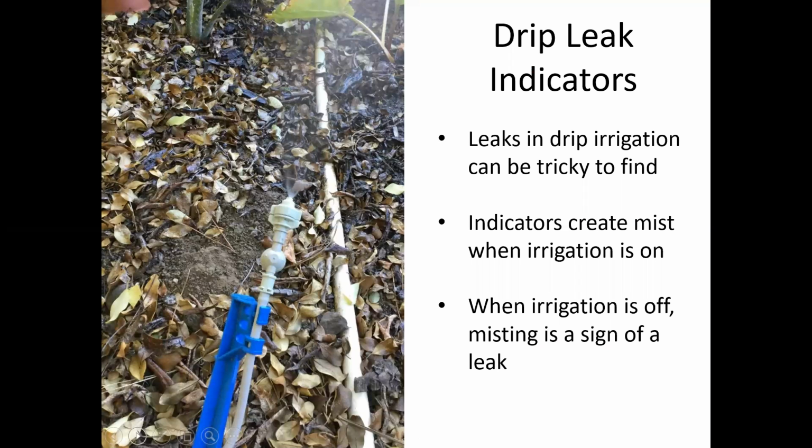One thing about drip that's different than spray is it can be really hard to find leaks, but there are drip leak indicators which pop up or mist when water is going through your drip line. So if you're seeing these little drip leak indicators misting when no water should be running, that indicates that there is some form of leak or water running through your drip line. So that would be a good thing to install to help you manage your drip irrigation lines.